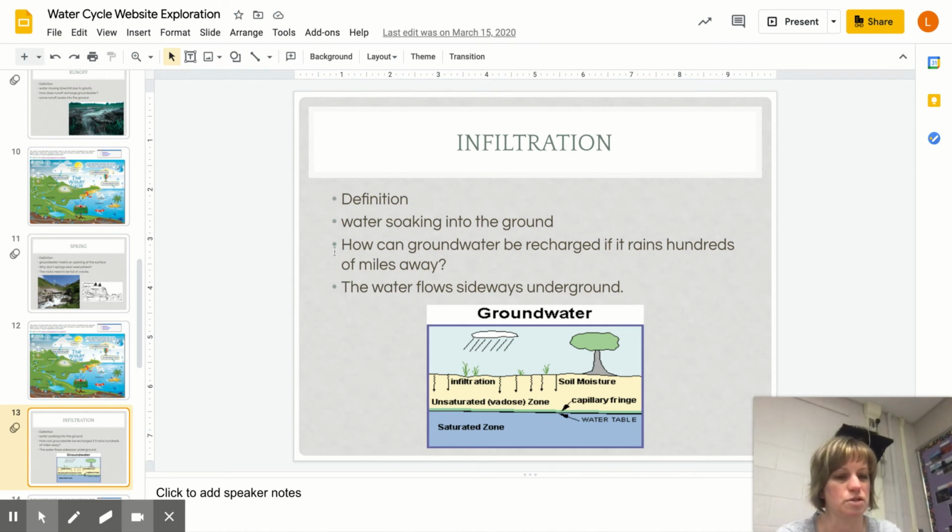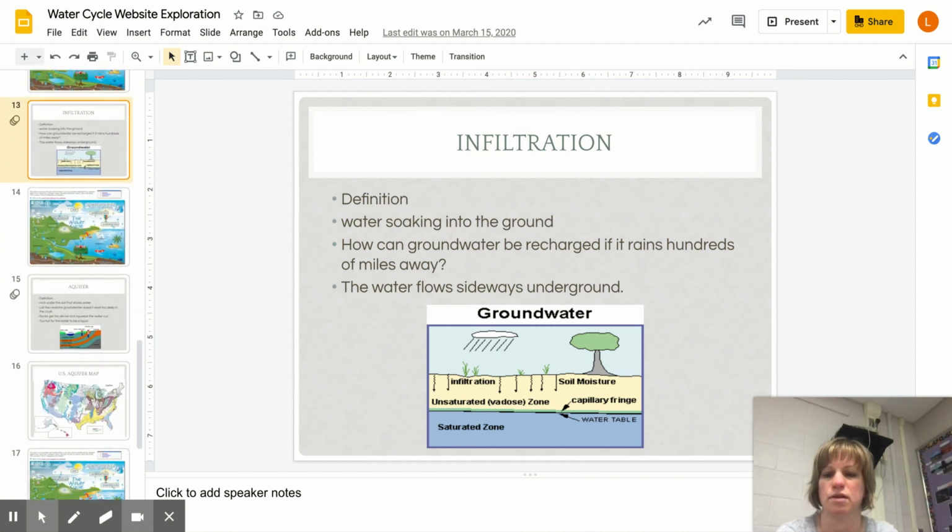Now, this is an interesting little note, though. How can groundwater be recharged if it rains hundreds of miles away? Did you realize that water can sometimes flow sideways underground? So it doesn't necessarily have to rain in your location for your groundwater to get replenished. Infiltrate again, water soaking into the ground.